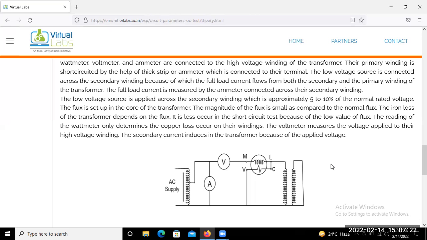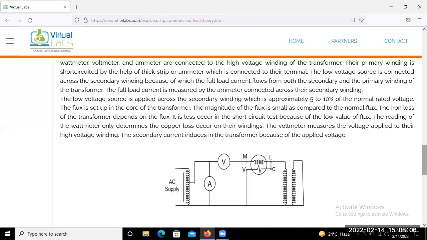Okay. So the flux is set up in the core of the transformer. The magnitude of the flux is small as compared to the normal flux. The iron loss of the transformer depends on the flux, so it is less in the short circuit test because of the low value of flux. So the wattmeter reading only considers the copper loss during the short circuit test. The voltmeter measures the voltage applied to the high voltage winding, and the ammeter measures the current induced because of the applied voltage. Okay, so this is all about the connection during this short circuit test.